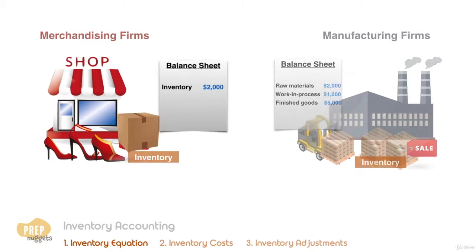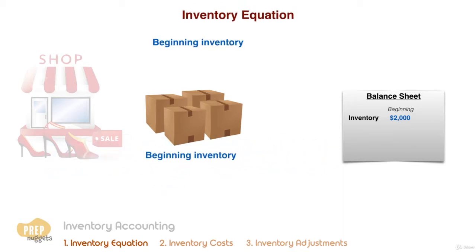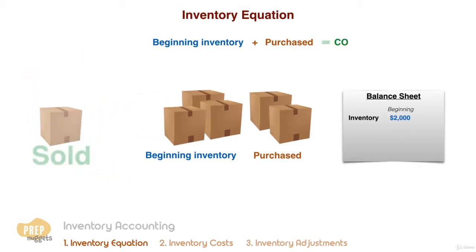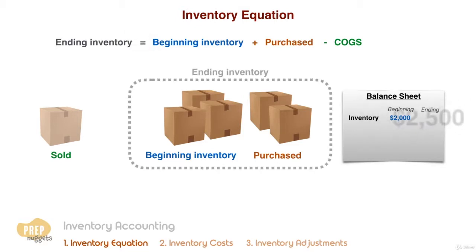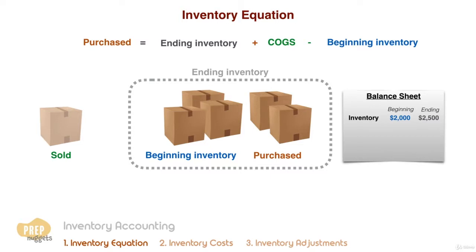Taking a simple one-account approach, the inventory account starts the accounting period with the beginning inventory. Throughout the course of the accounting period, new purchases would have been made. This adds to the inventory account. At the same time, inventory would have been sold to customers. The cost of this inventory has to be subtracted from the inventory account. This gives us the inventory equation. We can rearrange this equation in any way to enable us to find any of the unknowns.